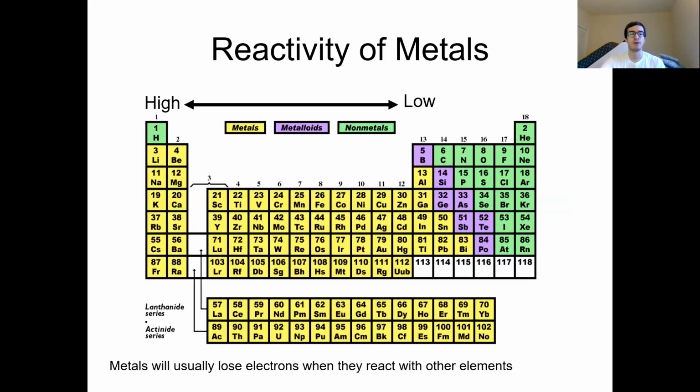So we have our more reactive metals over here. Remember we talked about group 1 is extremely reactive. And then as we get more and more electrons along that outer shell, so as we move this way, we're getting more electrons. And so the more electrons that we get on that outer shell, the lower that our reactivity becomes, because we're getting more and more full of electrons.